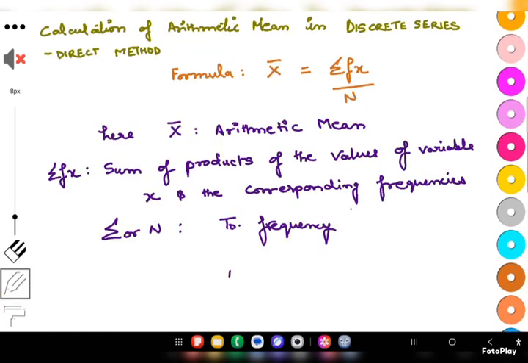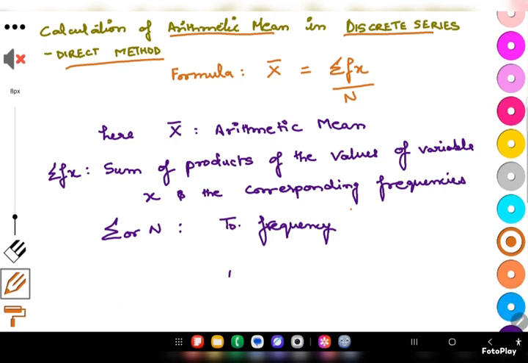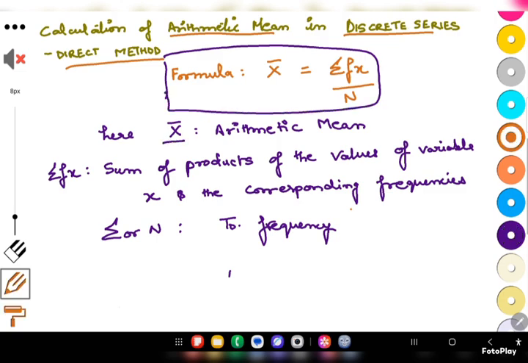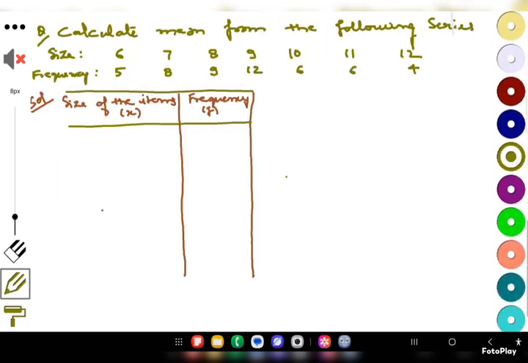Now the next one I have taken is the calculation of arithmetic mean in discrete series or discrete frequency distribution. So here the formula is sigma fx upon n, where again capital X bar is the arithmetic mean, sigma fx is the sum of the products of the values of x, that is the variable of the series, and the corresponding frequencies, and sigma n will be the total of that frequency. Let's see how. So here I have taken an example of a question where we need to calculate the mean from the series where the size and frequency both are given.